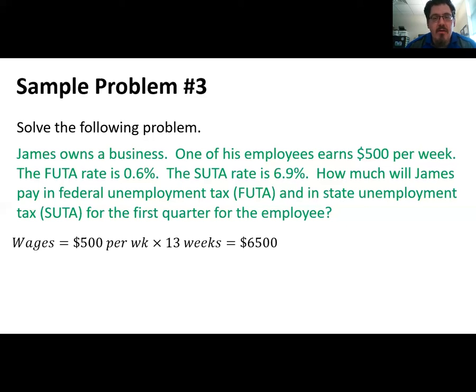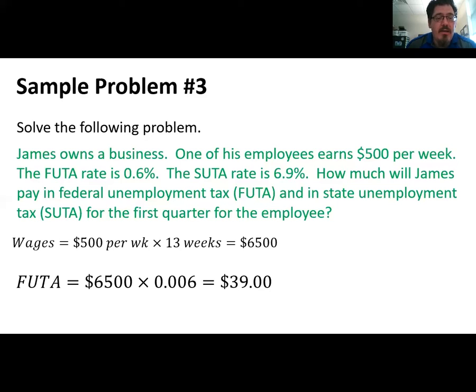So now to figure out FUTA, the federal unemployment tax, what we're going to do is we're going to take the percent times the gross pay. Okay, so again, 0.6%, make sure you're careful that you move the decimal point 2 spaces to the left. So we're going to multiply 6,500 times 0.006, and we get an answer of $39. So that's how much James has to pay to the federal government to cover unemployment tax.